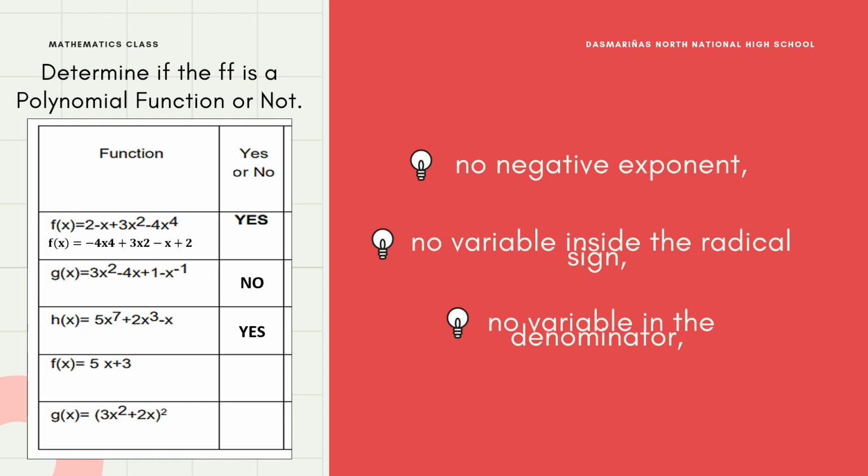Next, f of x is equal to 5x plus 3. Is it a polynomial function or not? The answer is yes. It is another polynomial function. And lastly, g of x is equal to quantity 3x squared plus 2x quantity raised to 2. Is it a polynomial function or not? The answer is yes. It is also a polynomial function.